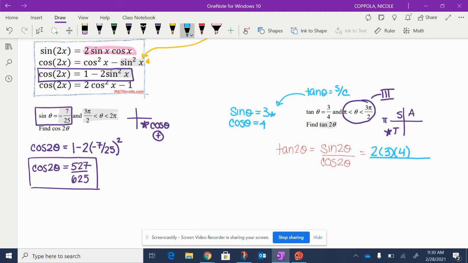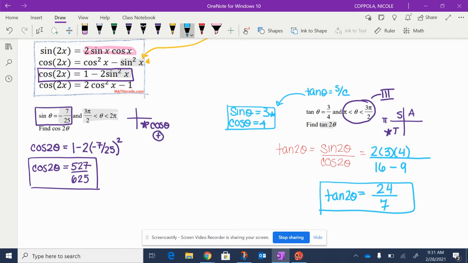Now, cosine of 2x, I can pick any of these. It does not matter which because I happen to have both sine and cosine. I'll just pick the first one. So that says cosine squared. So cosine is 4 and I need to square that. So that's 16 minus sine squared, 3 squared, which is 9. Okay, so now you just have to come through and do the math. So 16 minus 9, that's a nice 7. 2 times 3 is 6, times 4 is 24. So tangent of 2 theta is 24.